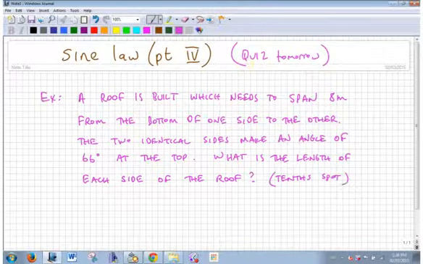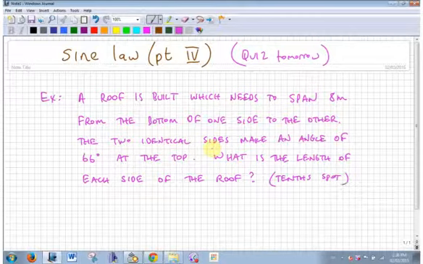So we have a roof. You guys know what a roof looks like? Well, there's flat roofs and there's roofs that make like A shapes, like A-frame houses. Obviously, we need this one to be like an A-frame one, not a flat one. So, a roof. Picture it in your mind. It needs to span 8 meters from the bottom of one side to the other. Does that help to clarify what this thing looks like?